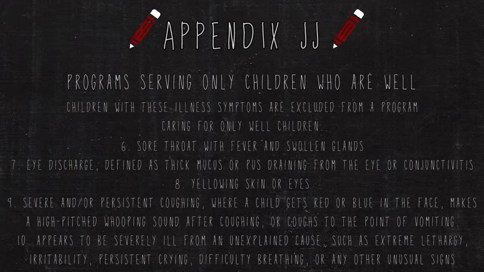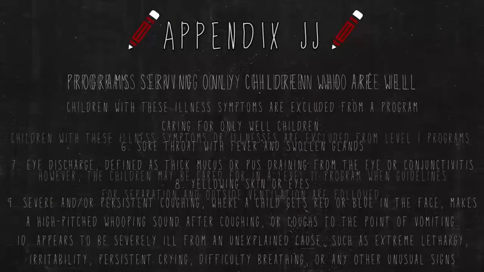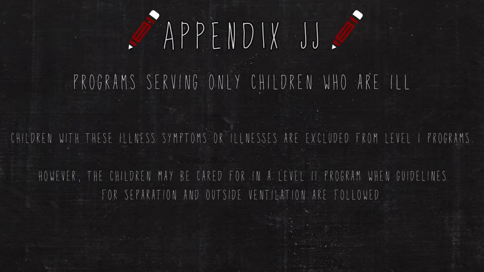7, eye discharge, defined as thick mucus or pus draining from the eye, or conjunctivitis, pink eye, without evidence of allergic reaction. 8, yellowish skin or eyes. 9, severe and/or persistent coughing, where a child gets red or blue in the face, makes a high-pitched whooping sound after coughing, or coughs to the point of vomiting. 10, appears to be severely ill from an unexplained cause, such as extreme lethargy, irritability, persistent crying, difficulty breathing, or any other unusual signs.